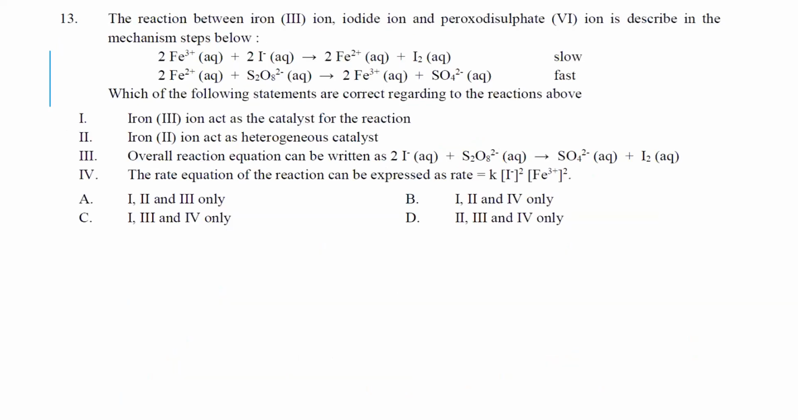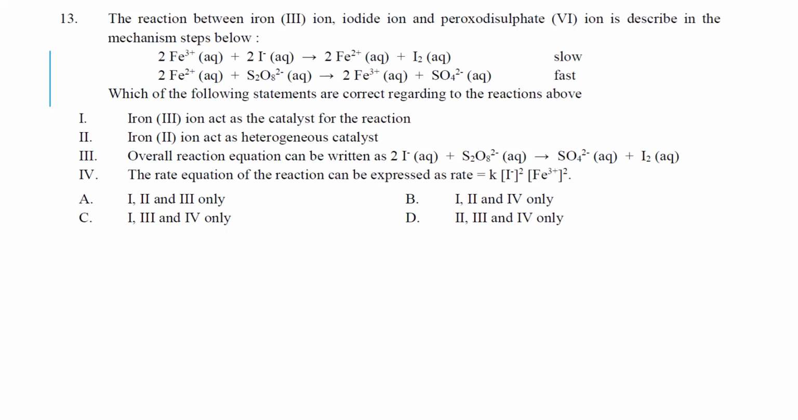Then number 13. The reaction between iron(III), iodide, and peroxodisulfate ion is described in the mechanism below. In the mechanism, you have 2Fe3+ + 2I- giving 2Fe2+ + I2, which is a slow step. Then you have 2Fe2+ + S2O8 2- giving 2Fe3+ + 2SO4 2-. Okay, so which of the following statements are correct with regard to the reaction above?